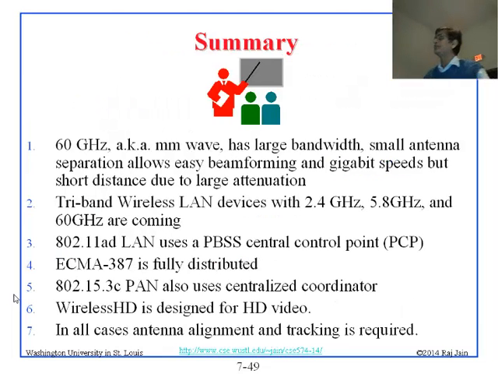That brings us to the summary. Key points: 60 gigahertz, also known as millimeter wave, has large bandwidth. A lot of bandwidth there, that is a good point. It has a small antenna, which is a good point. You could have lots of antennas, so I could do easy beamforming and gigabit speeds, but it has a short distance. That's the negative point.